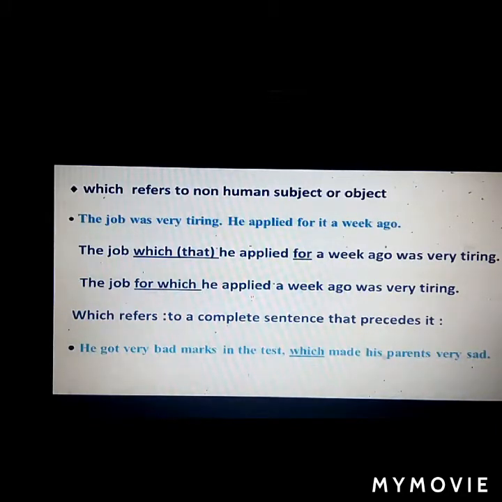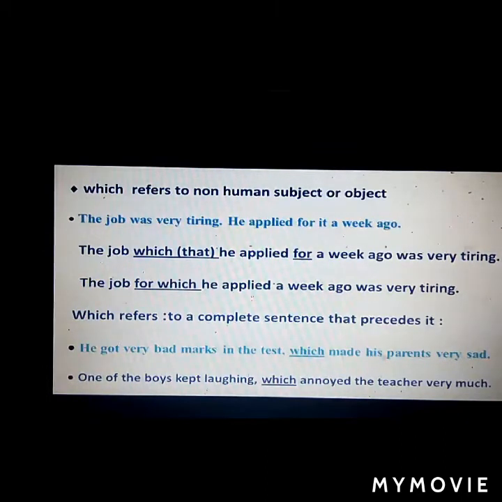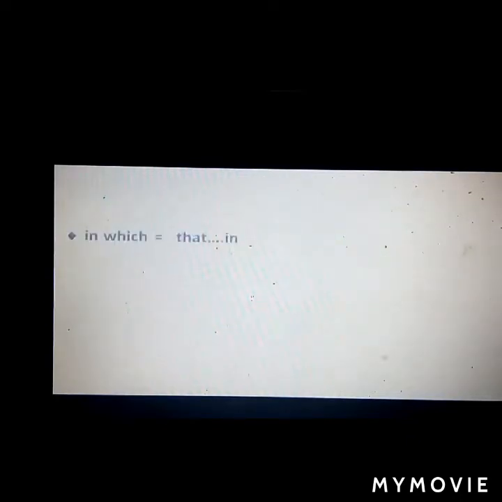One of the boys kept laughing، قعد يضحك، which annoyed the teacher very much. سايب teacher عمال يضحك عشان كده التيتشر اتضايق منه. طبعا which ديت عايدة على كل ال first sentence اللي هي one of the boys kept laughing. In which equal that in.